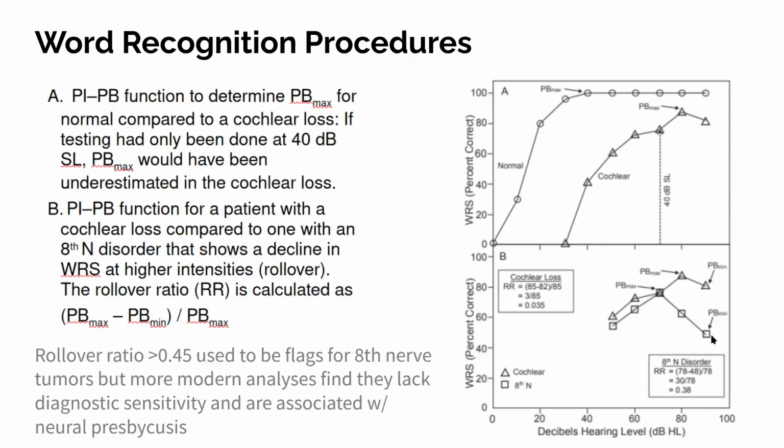Greater than 0.45 has historically been used to flag for eighth nerve tumors, but more modern analyses, like MRIs and ABRs, find that it lacks diagnostic sensitivity and it's associated with neural presbycusis. So rather than retrocochlear tumors, the predominant cause of word recognition decline, or rollover, at suprathreshold levels in older adults is cochlear synaptopathy and auditory nerve degeneration, sometimes called age-related auditory neuropathy or neural presbycusis.